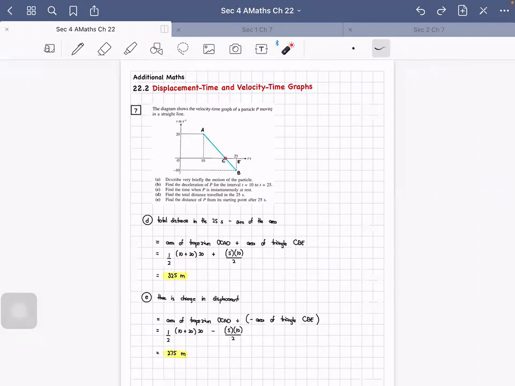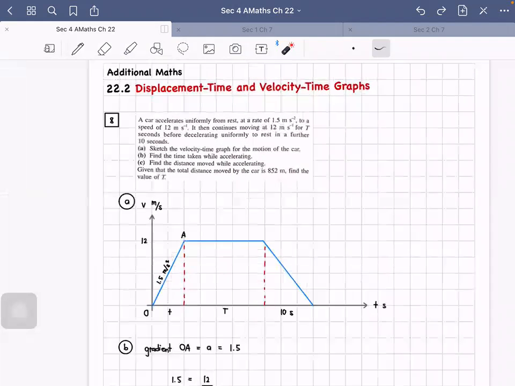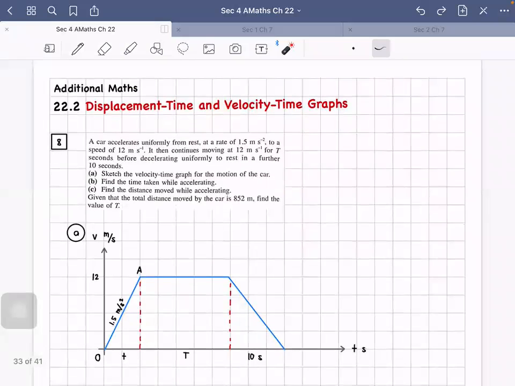Maybe one last example, one more example. Okay, this one. Now class, this one involves sketching. Sketching means drawing, right? So I did this last night. All right, let me read the question first.